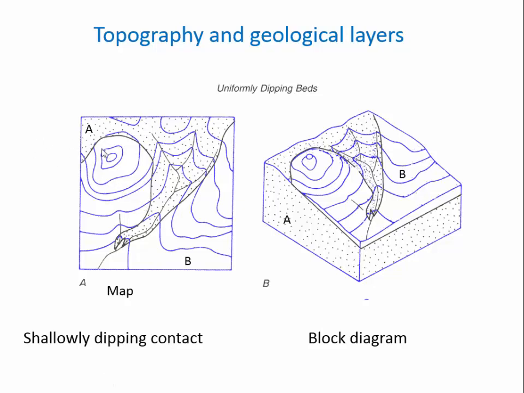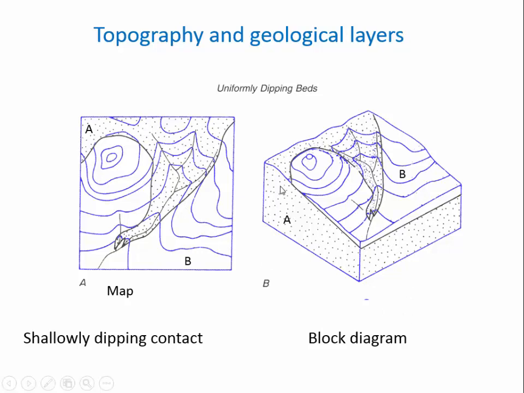This is a single planar interface. It is a contact between a rock of the layer A and a different rock of the layer B, and the contact between these two layers is a single planar interface, a single planar surface. And the position of this surface in the area is outlined here as a black line, and it's separating the dotted pattern from the clear pattern.